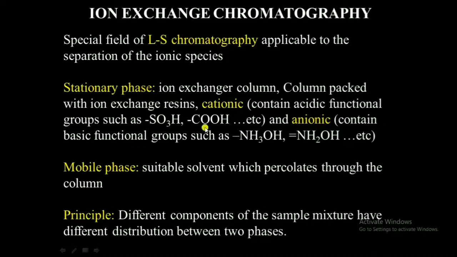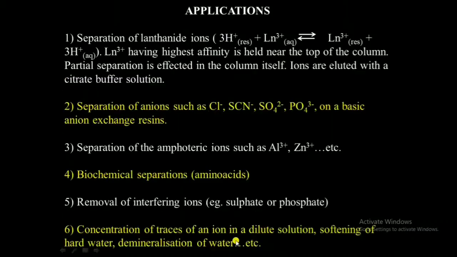So if you have 5 different kinds of cations, for example, the efficiency of the ion exchange with H+ ions varies for those cations. The cation with a higher exchange capacity will exchange first with the H+ ion, and that will be at the beginning of the column. That's how the separation of the cations takes place. Similarly, the anions as well. So the principle is that different components of the sample mixture have different distribution between the two phases.